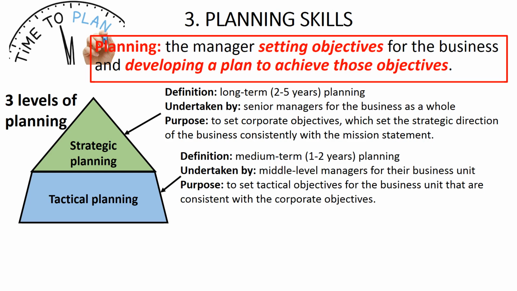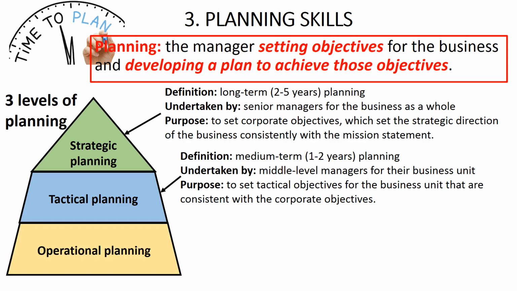These objectives are set by middle-level managers for their business unit and must be consistent with the corporate objectives which are set as part of strategic planning. The purpose of tactical planning is to set objectives that act as stepping stones to achieve the business objectives which are established through strategic planning. In this way, each business unit has objectives, the achievement of which will contribute to the achievement of the corporate objectives of the business. The third level of planning is operational planning.